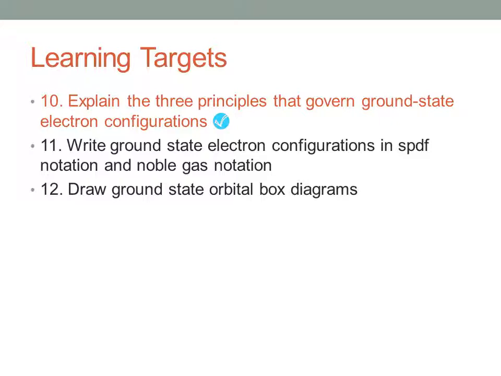The two learning targets we want to address here are numbers 11 and 12. We want to be able to write ground state electron configurations in spdf notation and noble gas notation. We also want to be able to draw ground state orbital box diagrams. So we'll just attack these one at a time here, working on writing ground state electron configurations first.